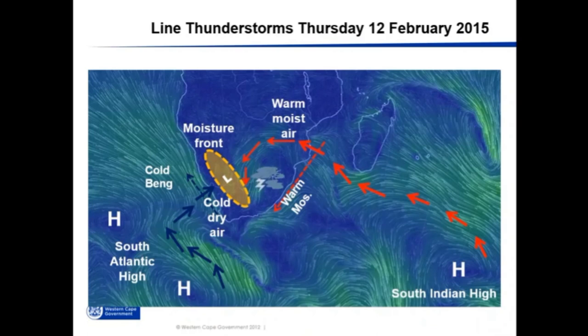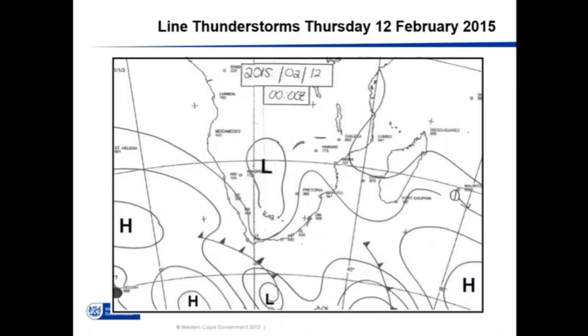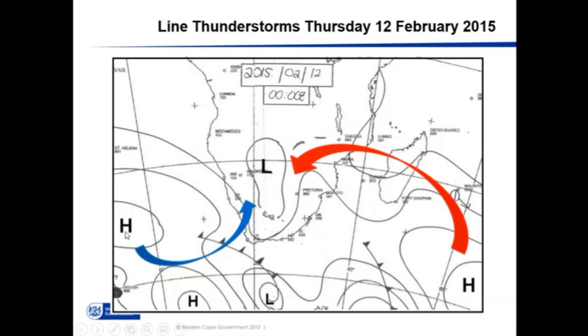Watch, ladies and gentlemen, again on the eastern side of the moisture front. Okay? Line thunderstorms, the 12th of February, summer still. Okay, let's see what happens. Just one moment, ladies and gentlemen. There's a cold front. Cold fronts will move past South Africa. Look at where the high pressure cell is here. Right? Here's one also. So that pushed the cold fronts even further south.